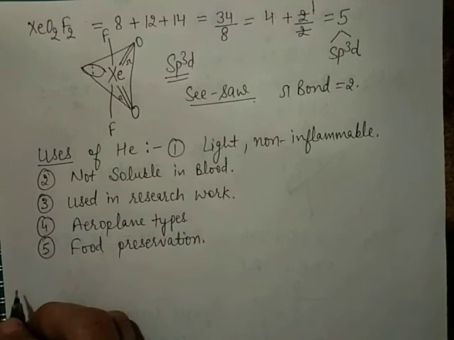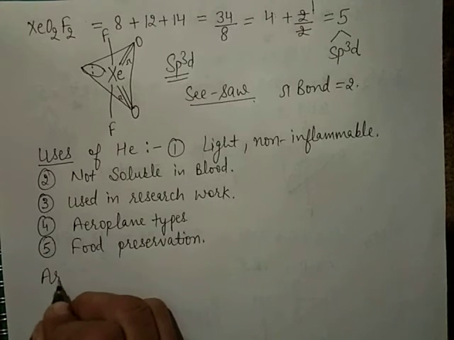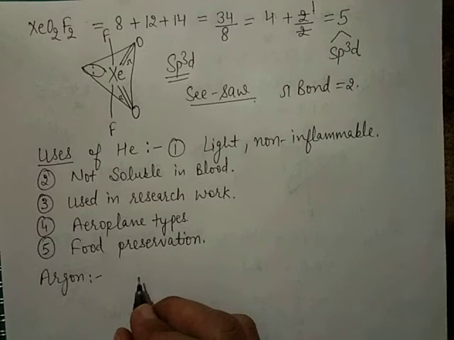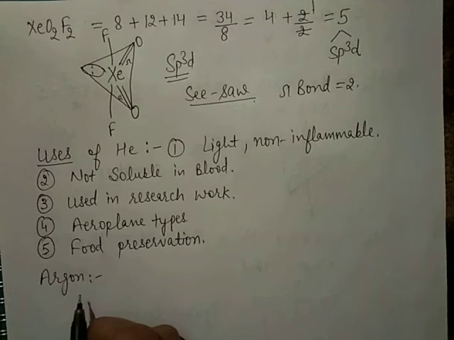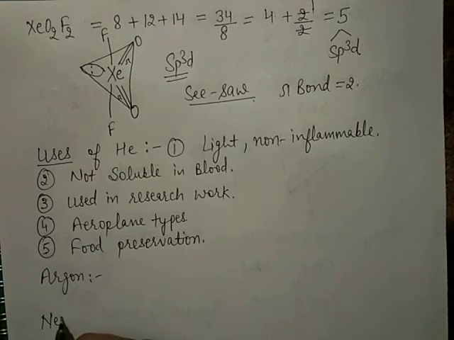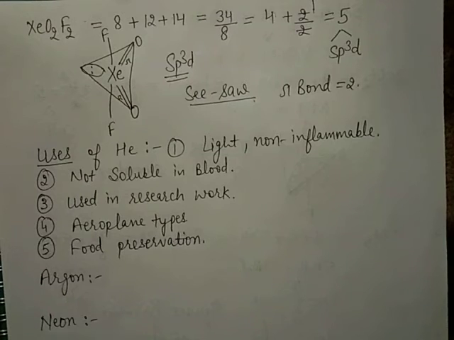Okay, now next is argon. Argon is used for filling the metal filament electric bulb. Okay, it is also used for filling the radio valves, rectifiers. Okay, and it is used in producing the inert atmosphere during the welding and extraction of various metals. Okay, now next is neon. Neon is used in discharge lamps and signs. Okay, it is used in safety devices for protecting the electrical instruments.